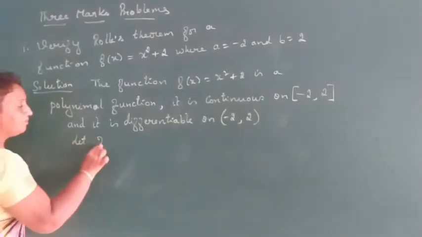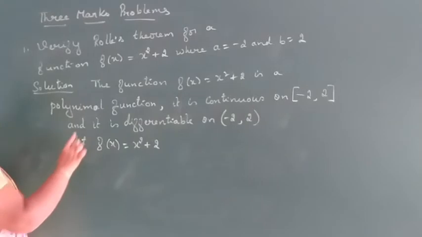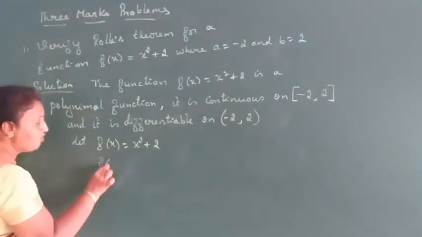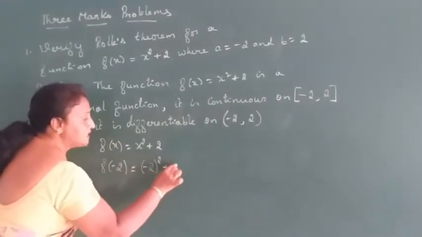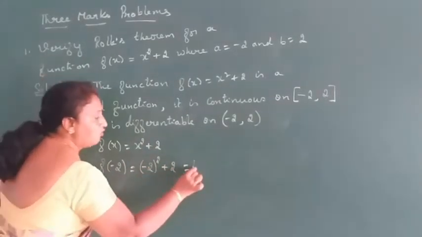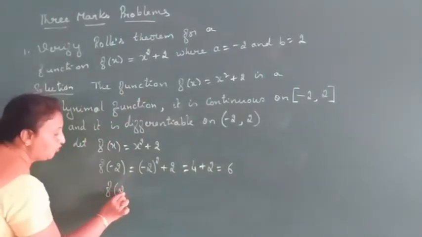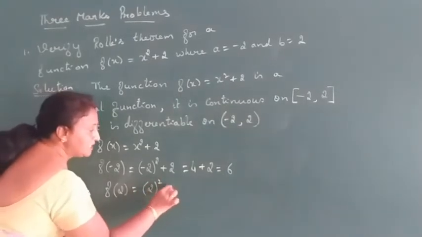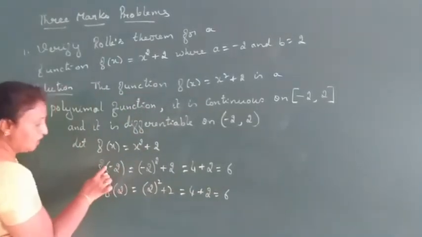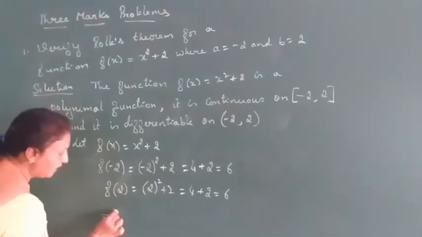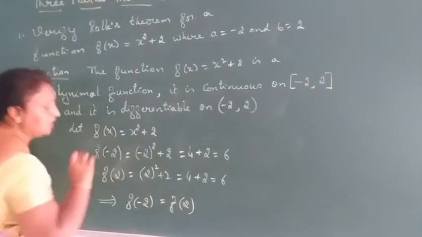Given function, let f of x equals x squared plus 2. a equals minus 2. f of minus 2: put x equals minus 2, that is minus 2 whole squared plus 2 equals 4 plus 2 equals 6. Next, b is given as 2. f of 2 equals 2 squared plus 2 equals 4 plus 2, again 6. See, f of minus 2 equals f of 2. That is, f of a equals f of b.